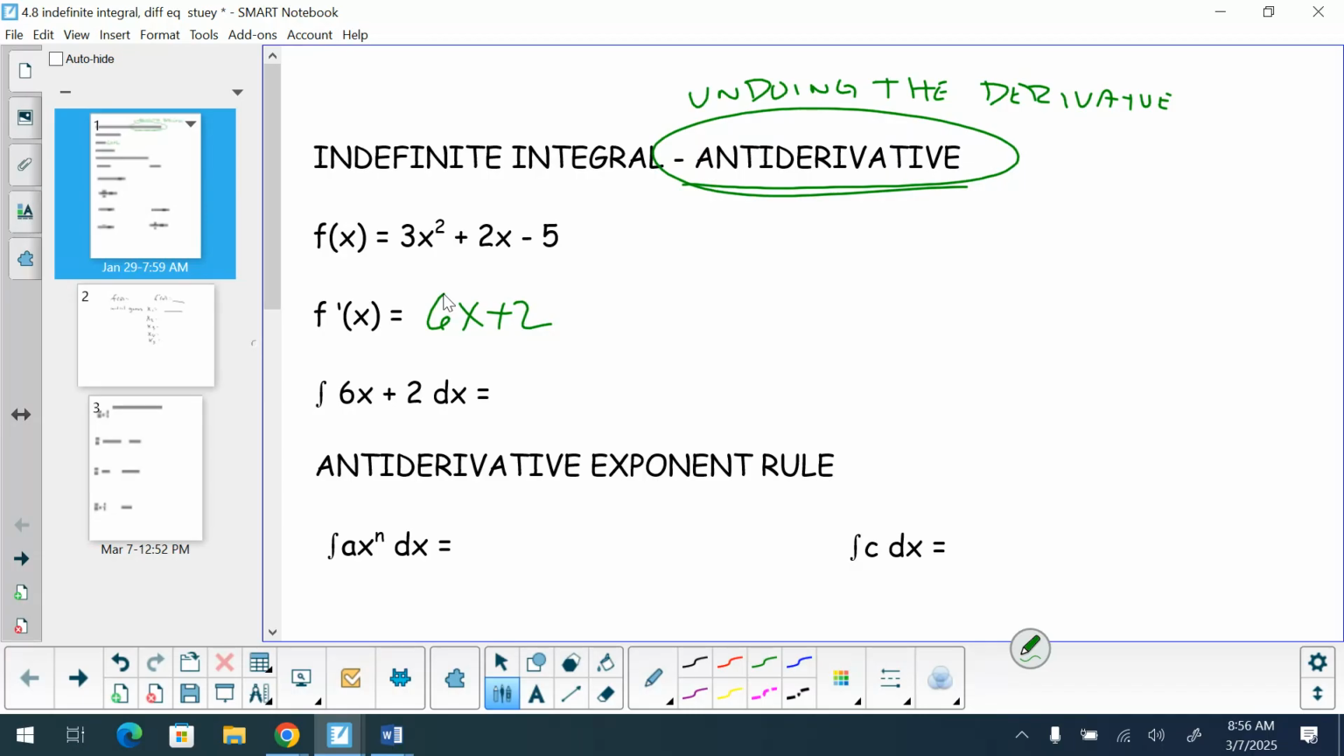What we want to be able to do is take our 6x plus 2 and take it back to what we had before, 3x squared plus 2x minus 5. We want to put this process into reverse. Well, to do this, we have to take a look at some notation. How do we symbolize that we're taking the antiderivative here?